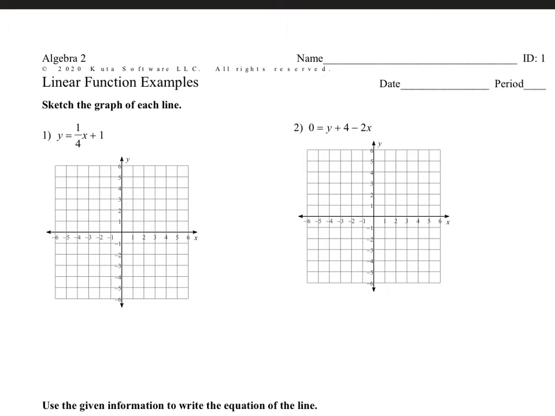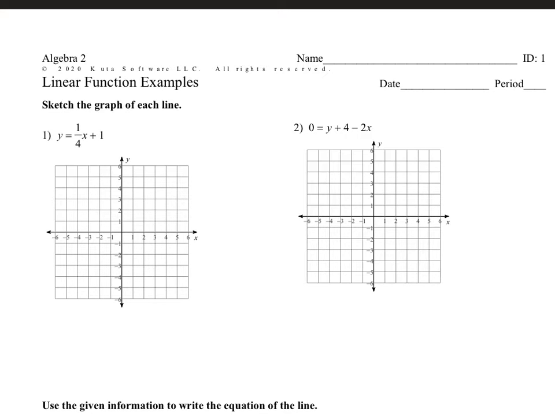Alright guys, this is a little review of some linear functions that should have been covered pretty heavily in Algebra 1 and even a little in geometry. Things about slope and intercept, y-intercept, and plotting lines and writing equations of lines. So let's go through a little review.